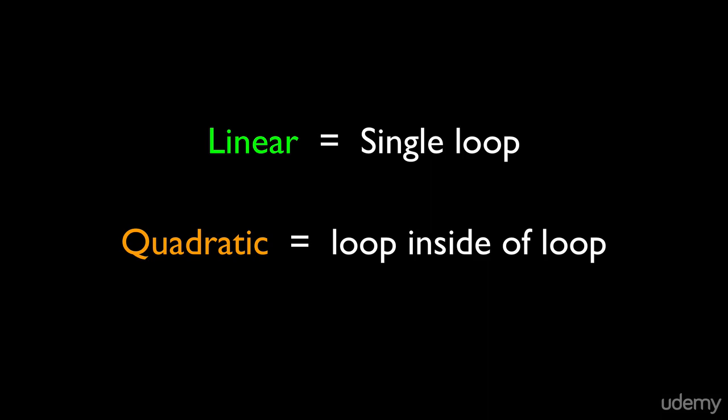Now, another term I want to introduce to you is called growth rate. And this simply means the way an algorithm scales as you give it more input. So you can refer to the single loop algorithm as a linear growth rate algorithm and a nested loop algorithm as a quadratic growth rate algorithm.